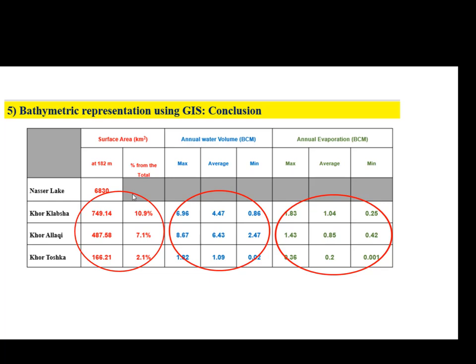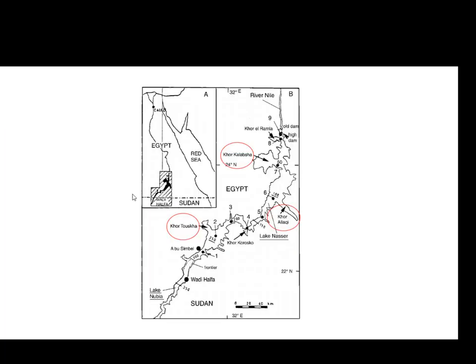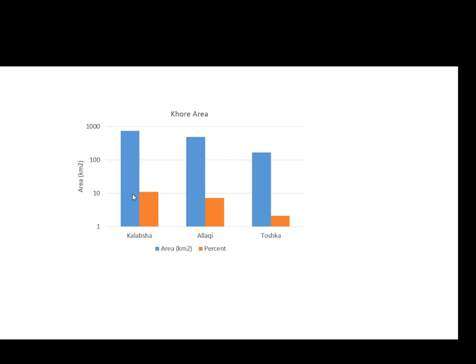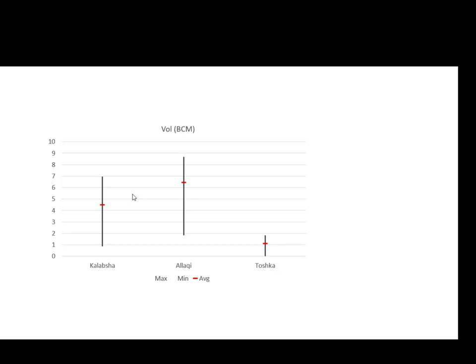Here is a bathymetric representation using GIS for the khors in Nasser Lake. We have 3 khors: Kalabsha, Allaqi and Toshka. We have surface area, annual water volume in billion cubic meters, and annual evaporation in billion cubic meters. How to present that? We also want to show you the location of the khors on Nasser Lake. Then this is how we show the difference between area and percent for the 3 khors.